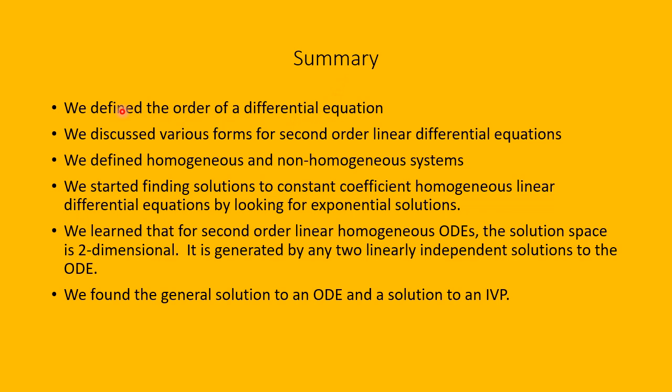So to summarize, we defined the order of a differential equation. So now if we look at a differential equation, we can see what its order is. We can compute it. We discussed various forms for the second order linear differential equation. We defined homogeneous and non-homogeneous systems. We started to find solutions to constant coefficient homogeneous linear differential equations by looking for exponential solutions. We covered one case where the characteristic equation, which was a quadratic equation, had two distinct real solutions.